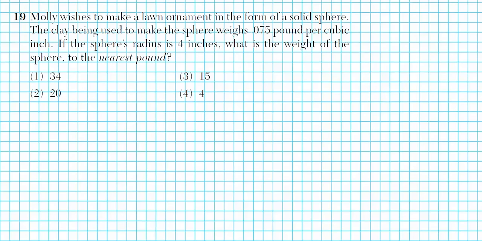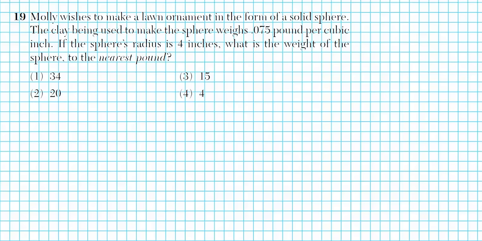All right, let's take a look at problem number 19. It says, Molly wishes to make a lawn ornament in the form of a solid sphere. The clay being used to make the sphere weighs 0.75 pound per cubic inch. If the sphere's radius is 4 inches, what is the weight of the sphere to the nearest pound?